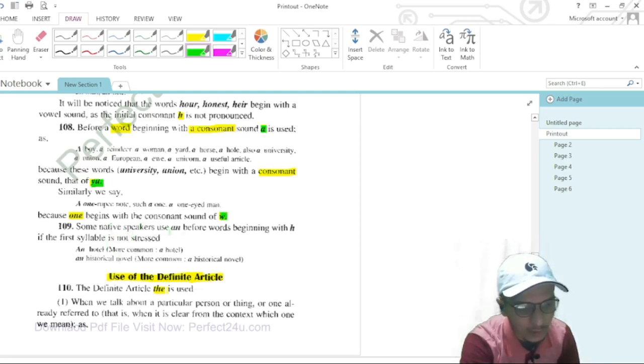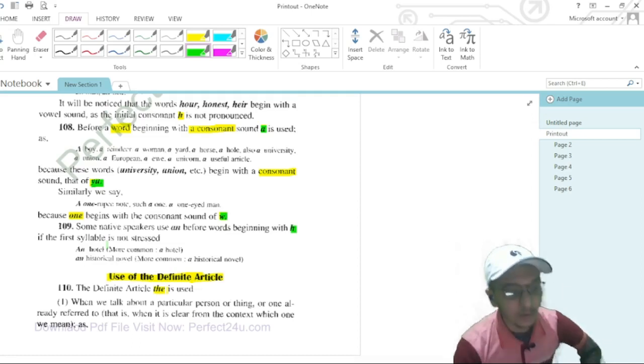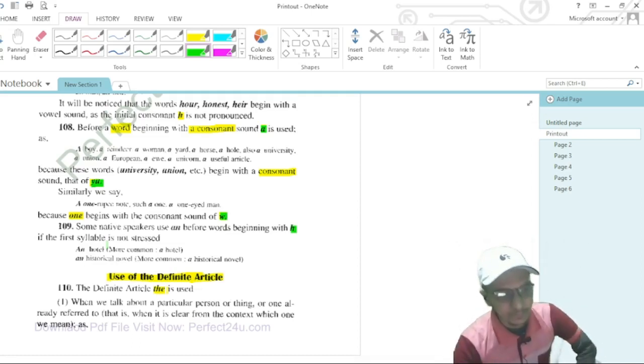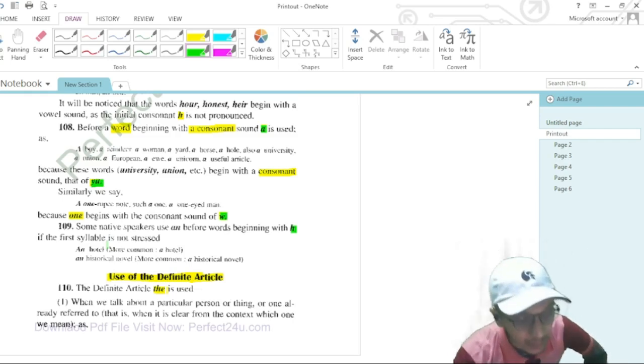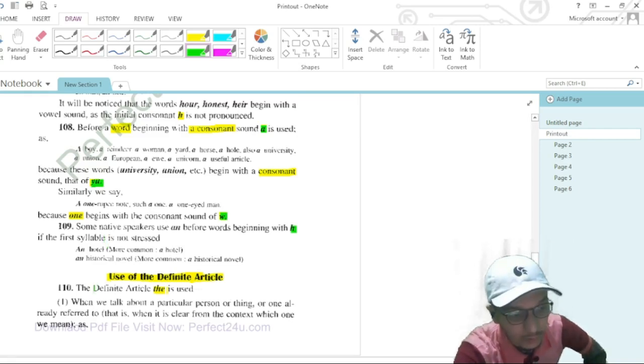Some native speakers use an before words beginning with h if the first syllable is not stressed. For example, an hotel, more common a hotel; an historical novel, more common a historical novel.